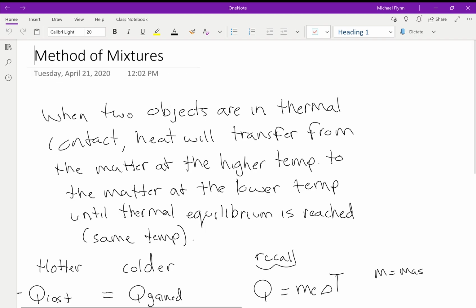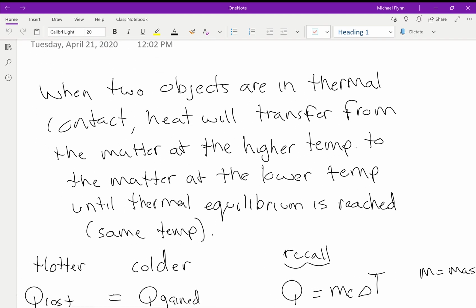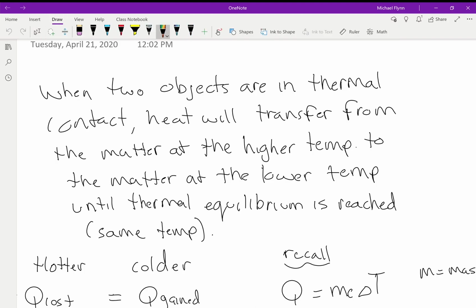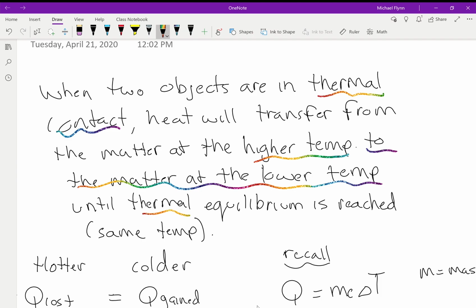We call this the method of mixtures when we're solving problems this way. I'm just going to read this to you and highlight a few things that I'm writing here. When 2 objects are in thermal contact, heat will transfer from the matter at the higher temperature to the matter at the lower temperature, and this will continue until thermal equilibrium is reached. What that means is the same final temperature.